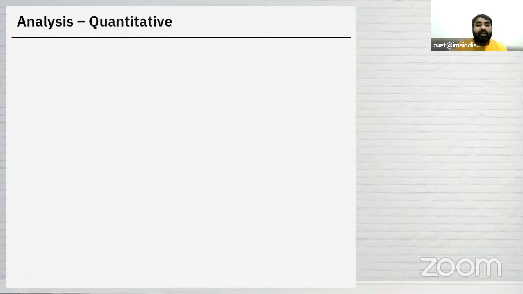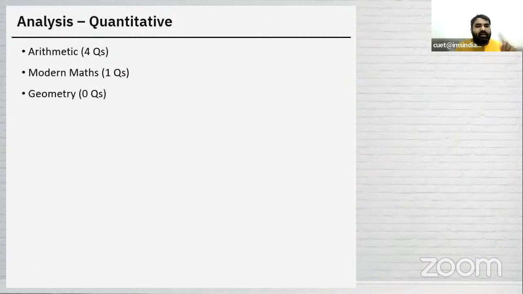Next, moving on to quantitative. Now, this was a section which had the most number of surprises per se, if I might call them surprises. The first big surprise, so as compared to the first attempt, this time there were only 3 to 4 questions on arithmetic. Next, modern math, last time bhi ek hi tha, abhi bhi ek hi tha. Geometry was the first surprise. There were no questions on geometry. The last time we had 2 questions on geometry. This time there were no questions from geometry.